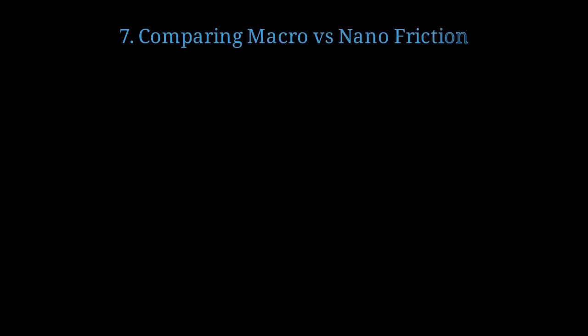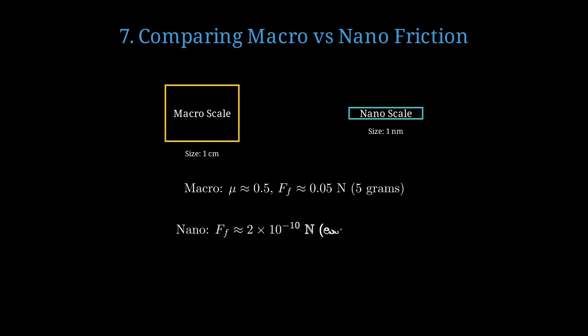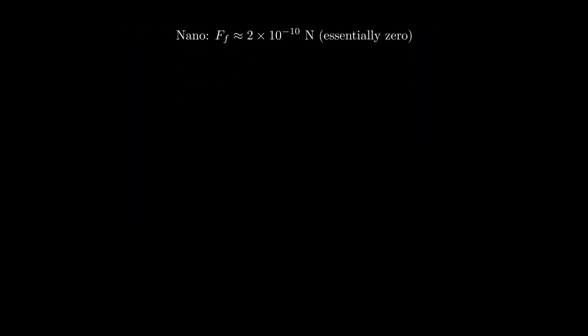Let's compare friction at different scales to see the dramatic difference. Compare a 1 centimeter cube at macroscale to a 1 nanometer structure at nanoscale. At macroscale, with coefficient of friction 0.5, friction might be 0.05 newtons, equivalent to 5 grams of force. At nanoscale, friction is 2 times 10 to the -10 newtons, which is essentially 0 compared to macroscale. The ratio of macro to nano friction is about 250 million to 1.